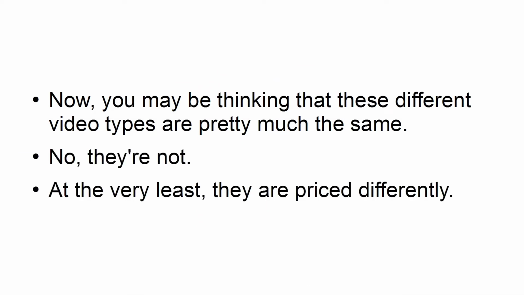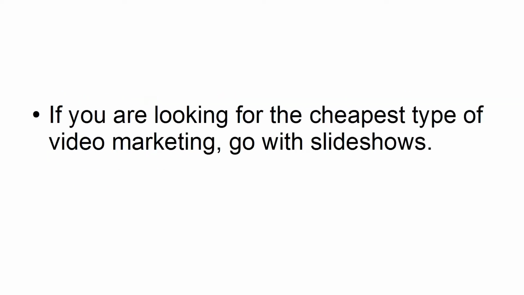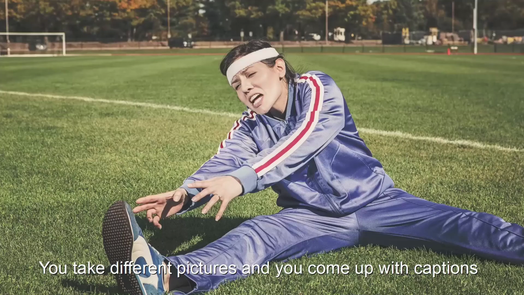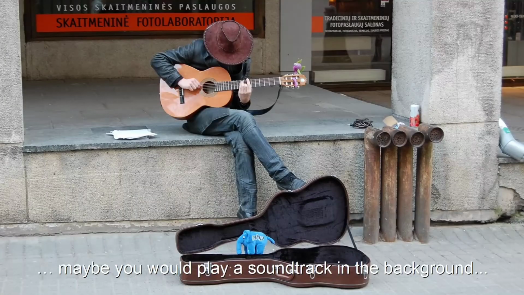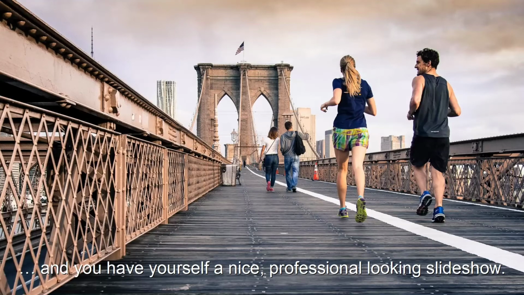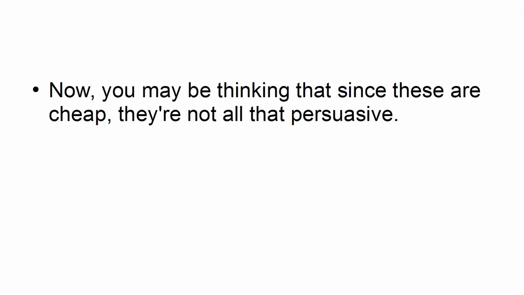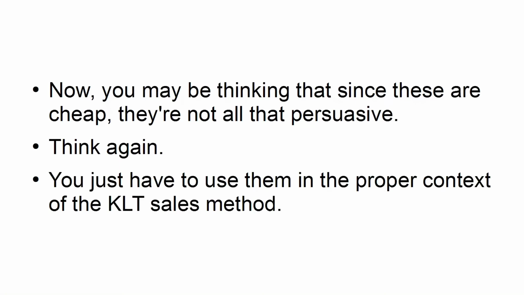Now, you may be thinking that these different video types are pretty much the same. No, they're not. At the very least, they're priced differently. If you're looking for the cheapest type of video marketing, go with slideshows. This should be obvious. Basically, you take different pictures and you come up with captions. You edit them together. Maybe you play a soundtrack in the background, and you have yourself a nice, professional-looking slideshow. Now, you may be thinking that since these are cheap, they're not all that persuasive. Think again. You just have to use them in the proper context of the KLT sales method.